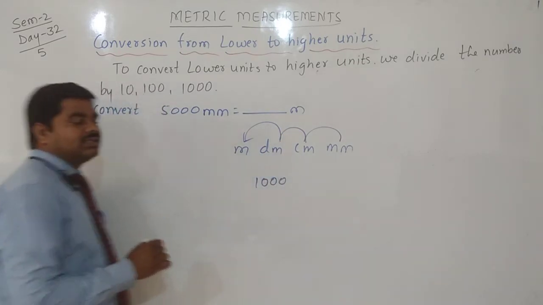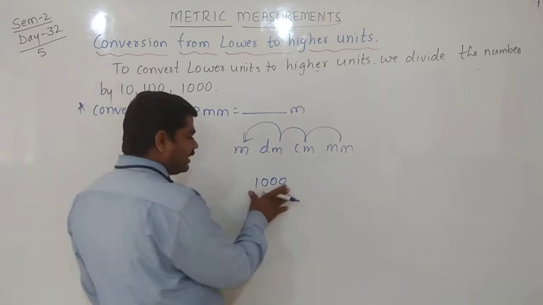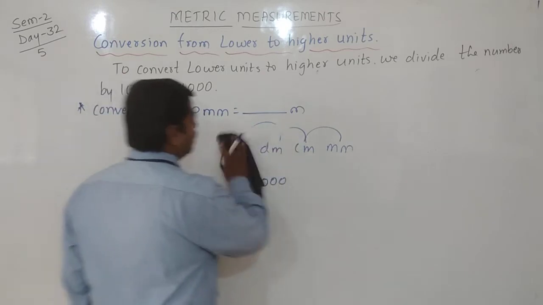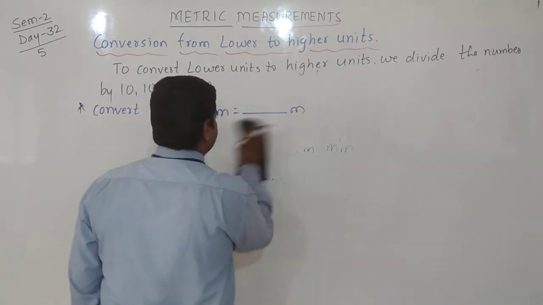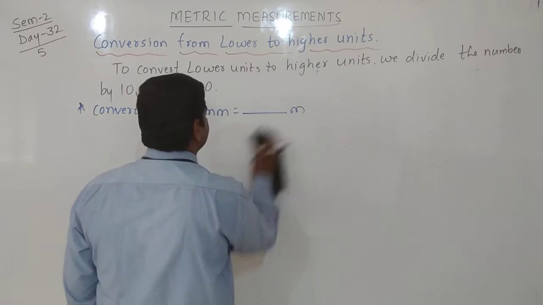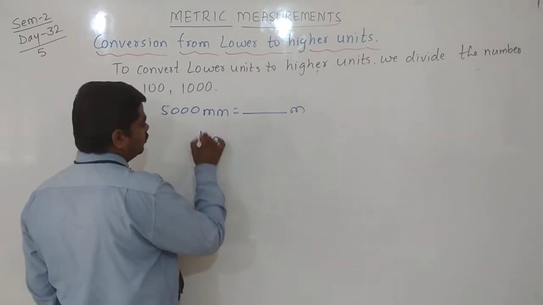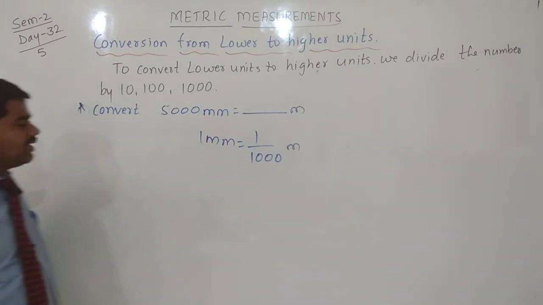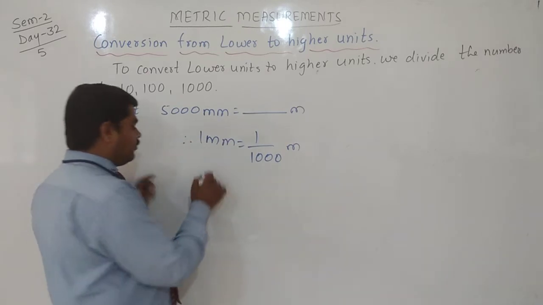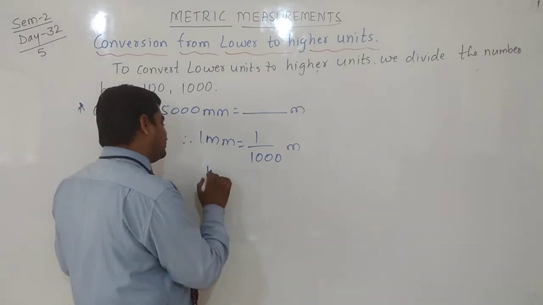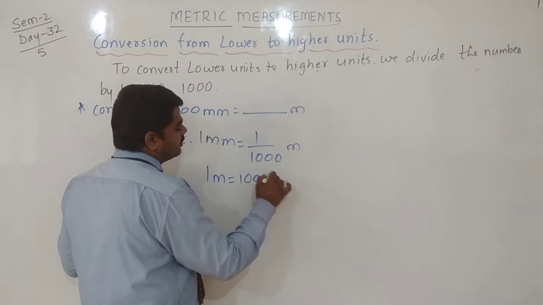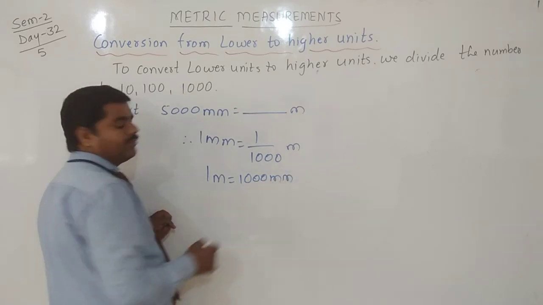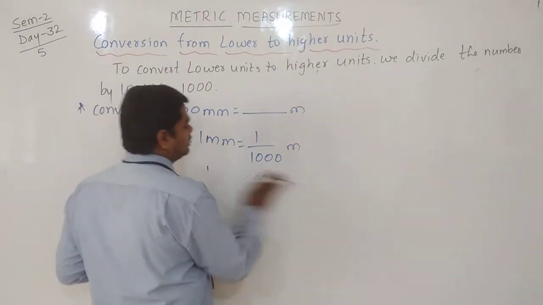You divide it by 1000. We know that 1 millimeter is equal to 1 by 1000 meter. Why? We know 1 meter is 1000 millimeter. Then 1 millimeter is equal to 1 by 1000 meter.